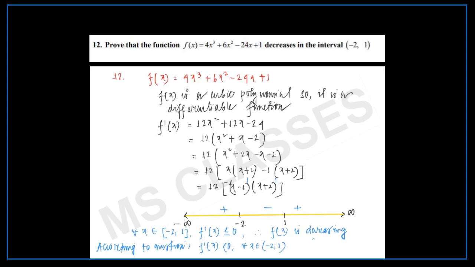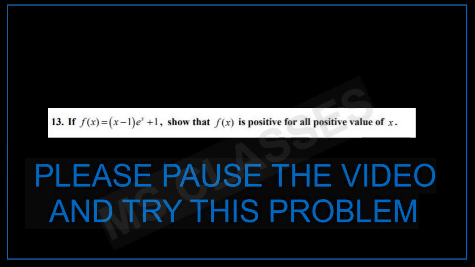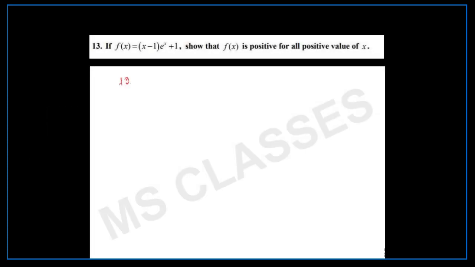Hence, f(x) equals (x minus 1) e to the power of x plus 1. Show that f(x) is positive for all x belonging to R. Positive means f(x) is greater than 0. Now for this question, we have to understand that when the function is strictly increasing, you can extend the domain when the function is continuous at that point.